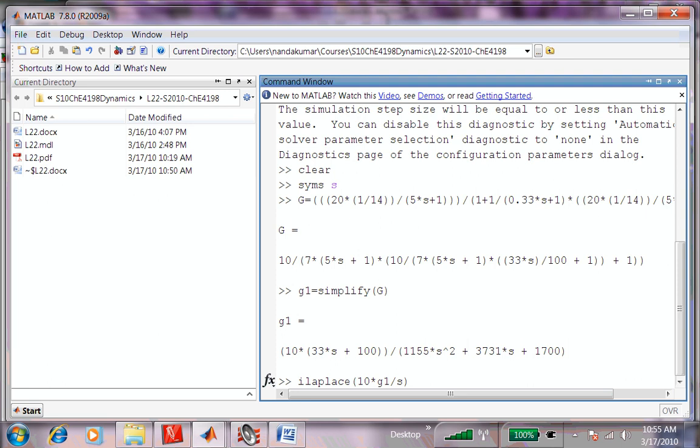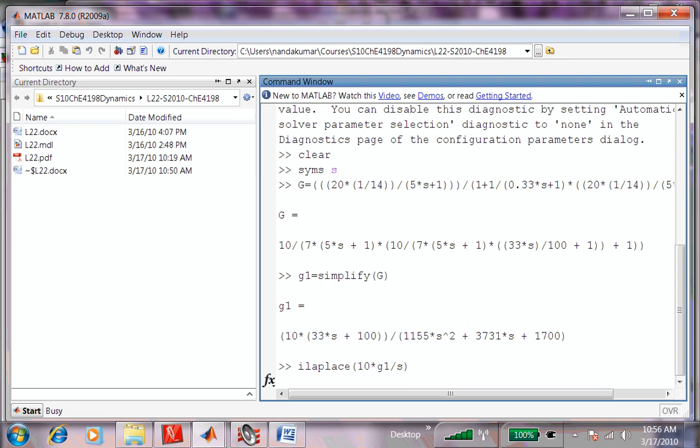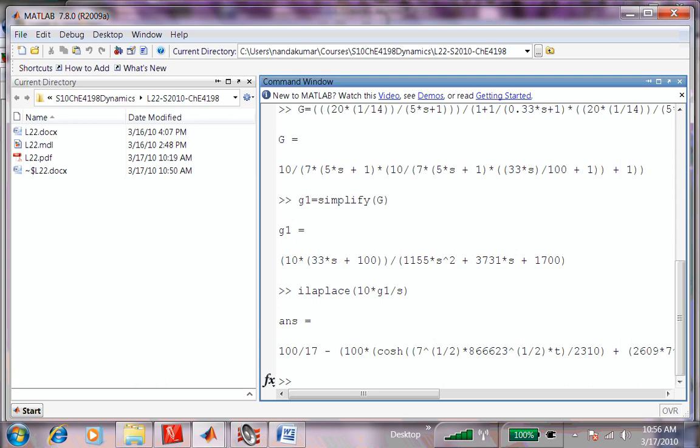The step change requires me to put 1 over s. The magnitude of the step is 10, so it requires me to put 10 over s. So I took G1, the effective transfer function, and symbolically multiplied by 10 over s, and then I say plot it to bring it back to the time domain. So that is a time domain solution.